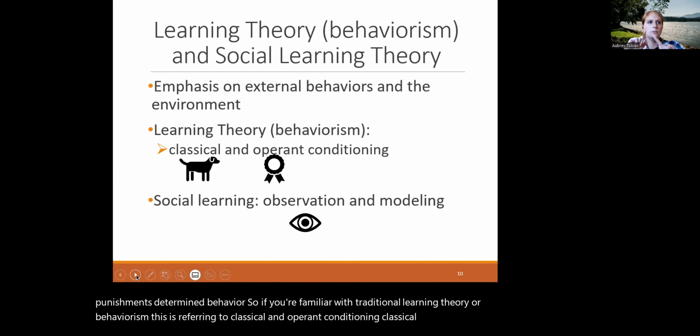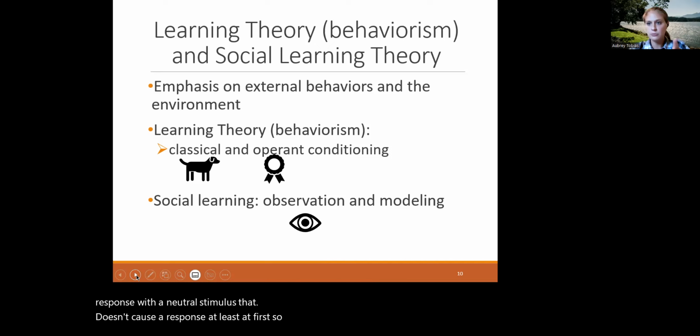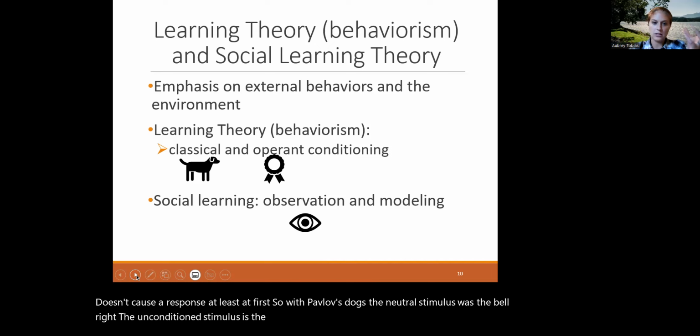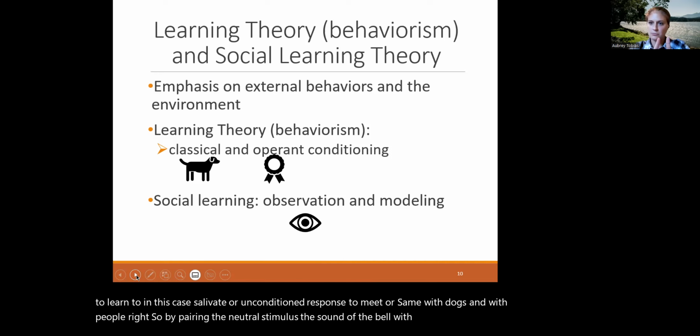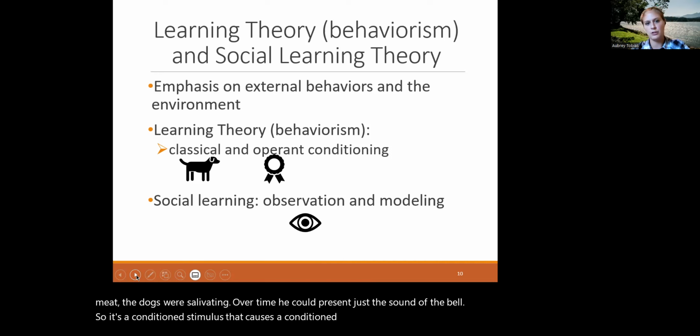Classical conditioning is really the conditioning of reflexes by pairing a stimulus that causes an automatic response with a neutral stimulus that doesn't cause a response, at least at first. So with Pavlov's dogs, the neutral stimulus was the bell. The unconditioned stimulus is the meat, unconditioned meaning unlearned. We don't have to learn to salivate, our unconditioned response, to meat, same with dogs, same with people. So by pairing the neutral stimulus, the sound of the bell, with the meat, the dogs were salivating. Over time, he could present just the sound of the bell. So now it's a conditioned stimulus that causes a conditioned or learned response of salivation.